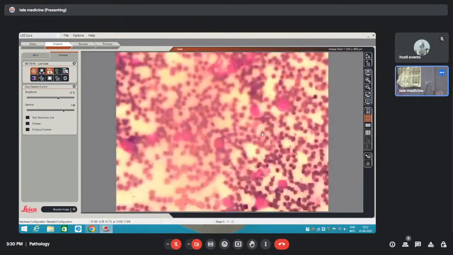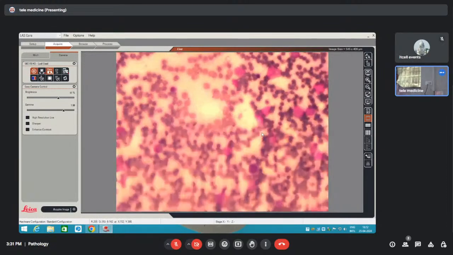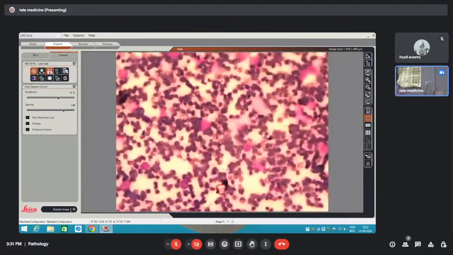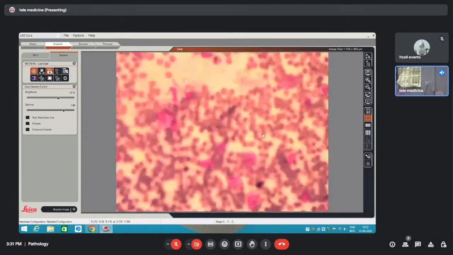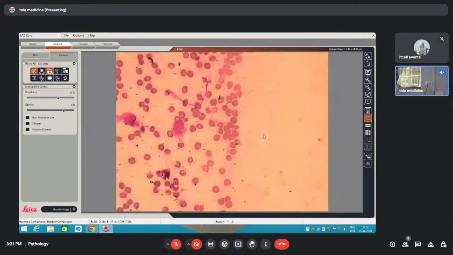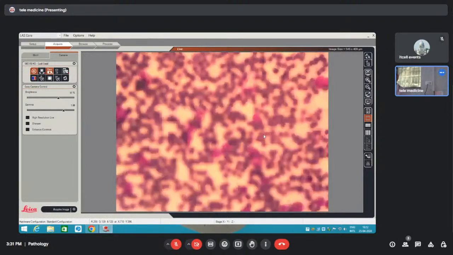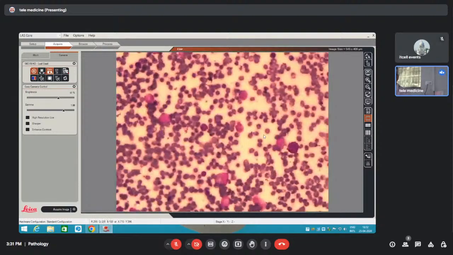Silver methenamine? So you'll put a silver methenamine and a PAS stain. Now the question is, what is this capsule? Histoplasma capsulatum. There is no capsule actually.